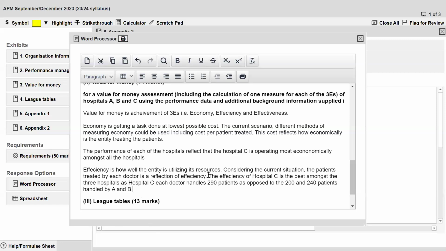So we have got efficiency and then we have got effectiveness, which refers to fulfilling the purpose or objective of the organization.